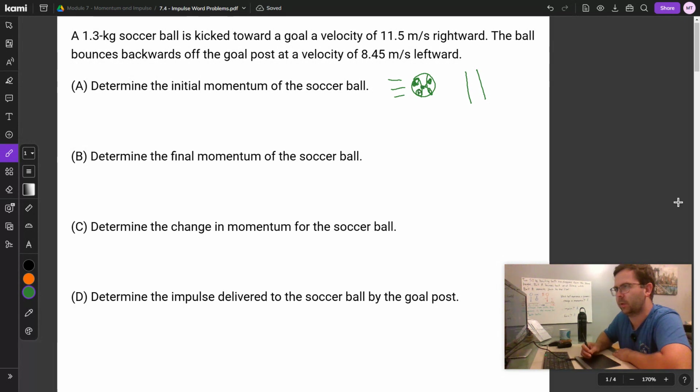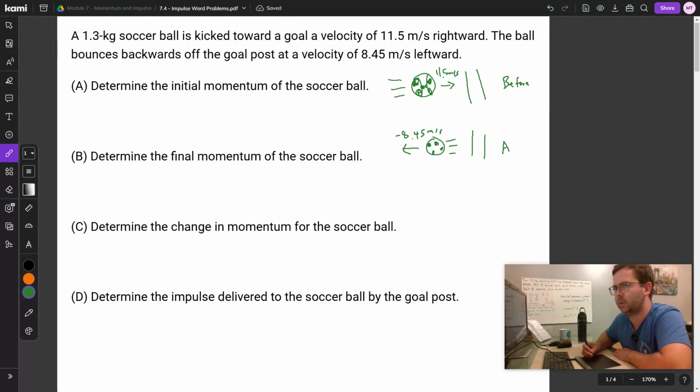All right. So the ball is going in, and it's moving rightward at 11.5 meters per second, and then it bounces back. This is the after, at 8.45 meters per second. And I'm going to put negative in front of this so I can remember that I'm going the opposite direction now. It's going to the left. So this is before, and this is after. Let's look at the question.